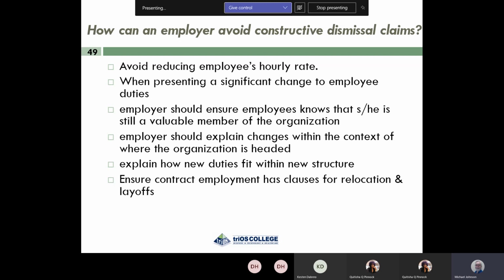So ensure the employment contract has clauses for relocation or for layoffs. These are the things that we definitely need to make sure are in there. And for all these additional duties that the individual may be required to do, make sure that clause is in the contract as well.